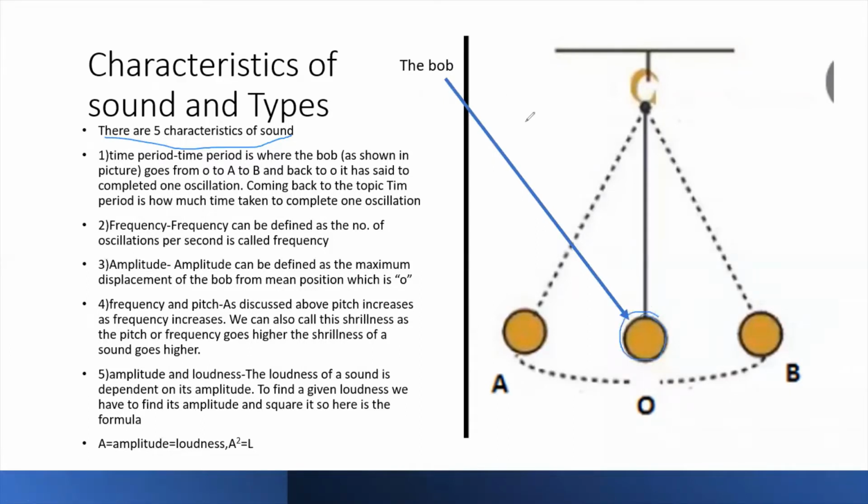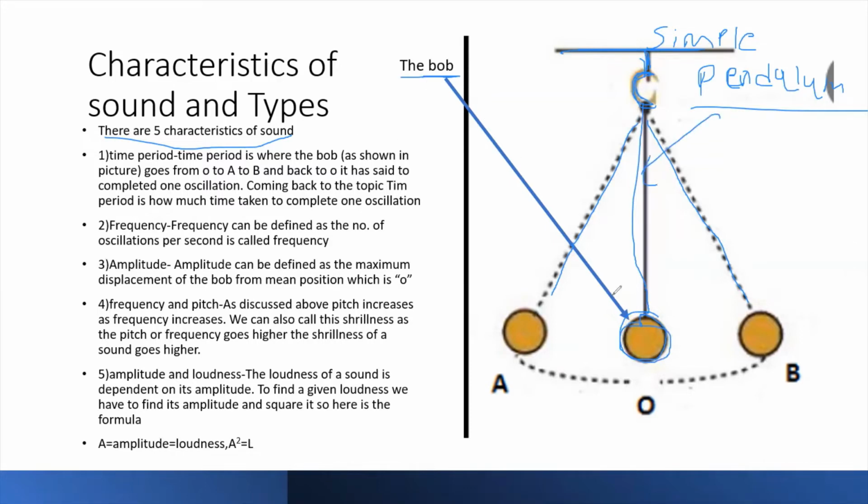This ball-like thing is called the bob. This is called the simple pendulum. In this simple pendulum, this ball-like structure is called the bob. And this is the length of the string, and this is a hook connected to a rod-like structure. This is a T rod, connected to a hook, which is in turn connected to the string and the ball. This is a simple pendulum.